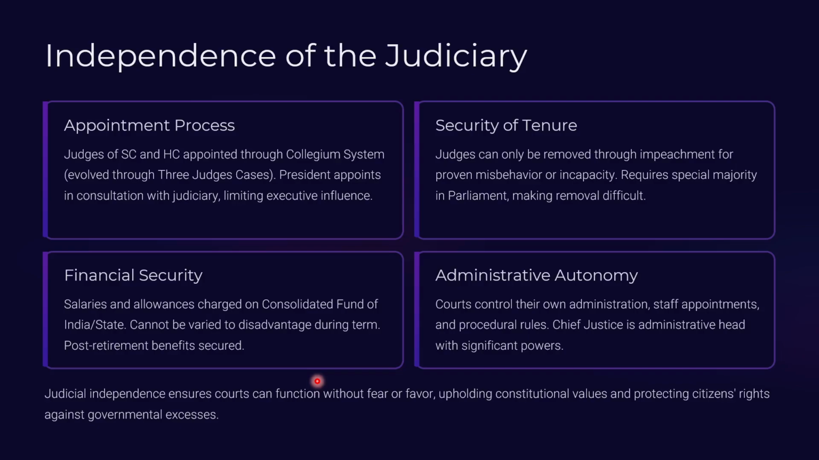Then administrative autonomy. Courts control their own administration, staff appointments and procedural rules. The Chief Justice is the administrative head with significant powers. So judicial independence ensures that courts can function without fear or favor, upholding constitutional values and protecting citizens' rights against government excesses.